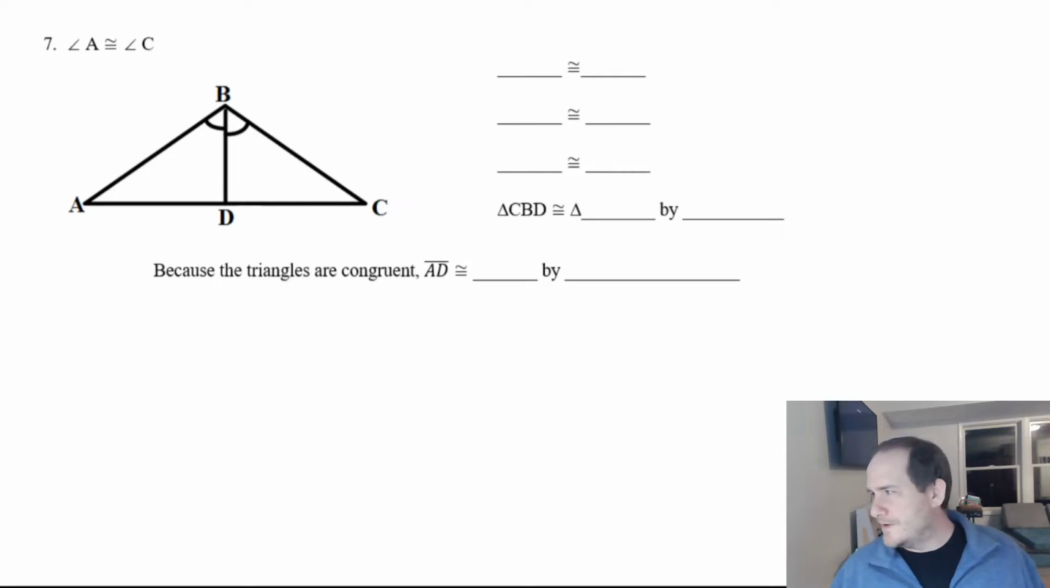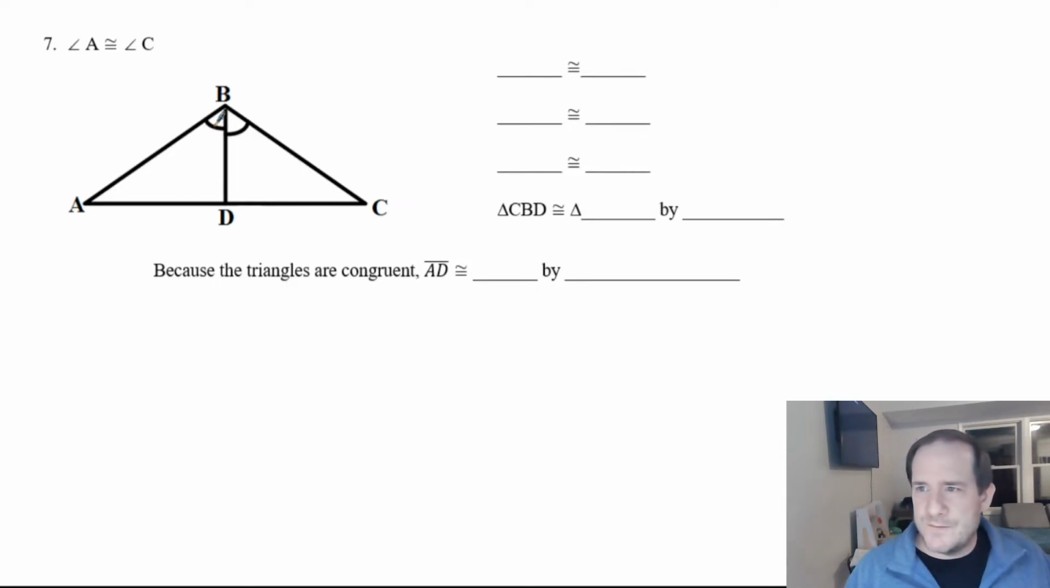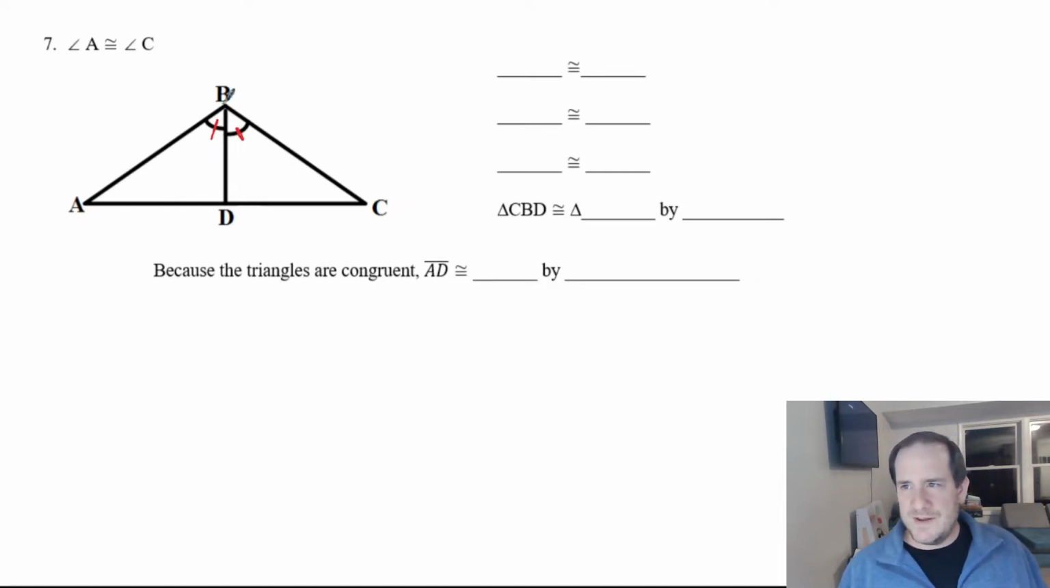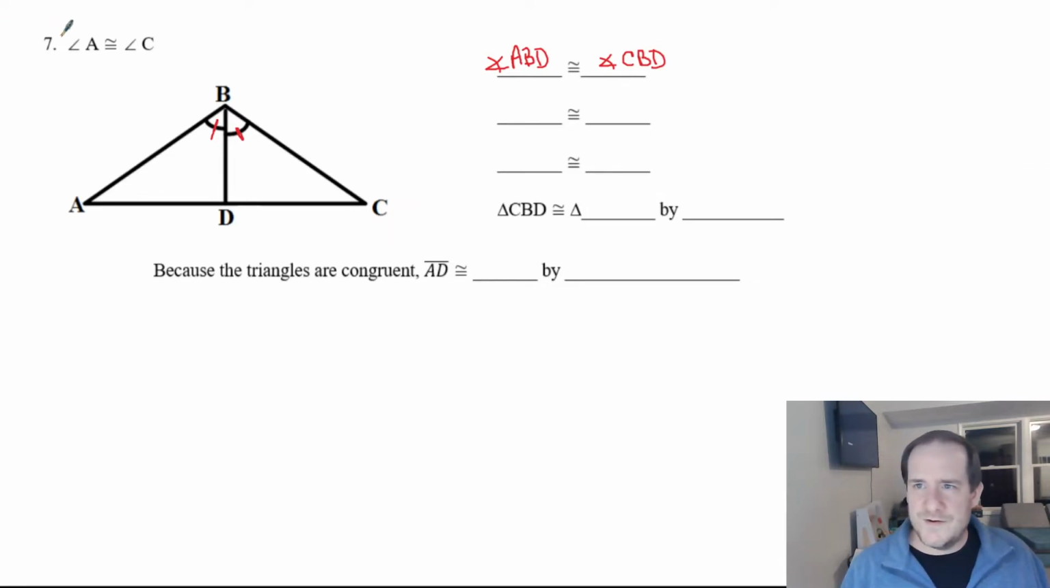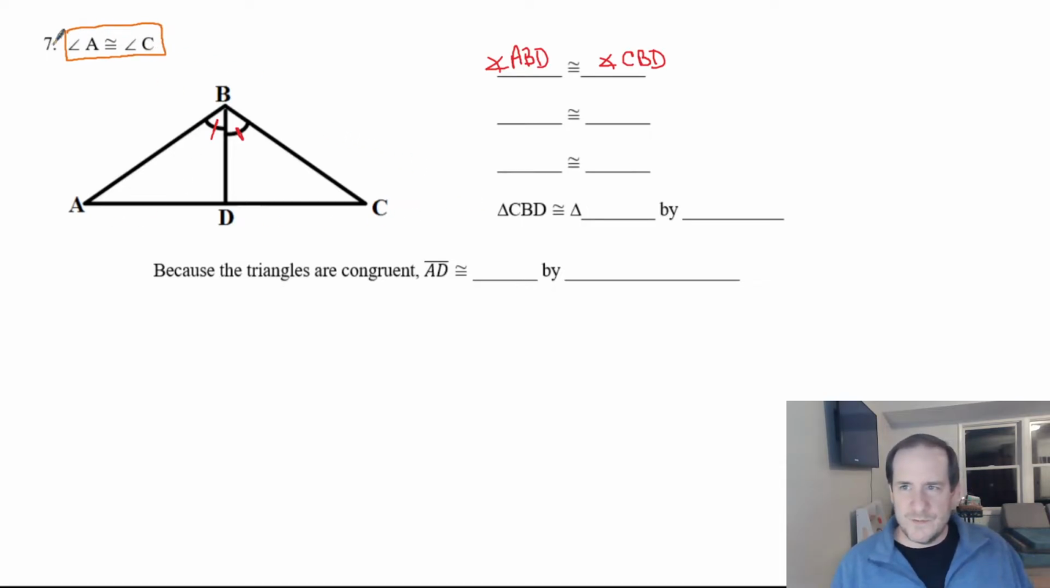Now for 7, it's a little weird. You've got one piece of information that's just labeled in the diagram, and that's angle ABD is congruent to CBD. But then you've got another given information that's written down up here, and it's not labeled in the diagram. So you're going to want to read that and label it for yourself. We're going angle A, double slash. We're going angle C, double slash. And then put that in your list.